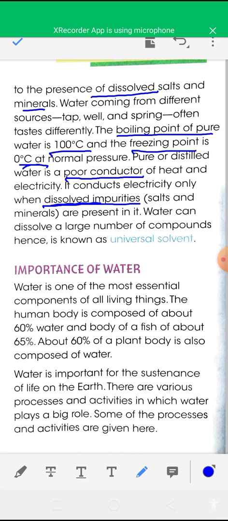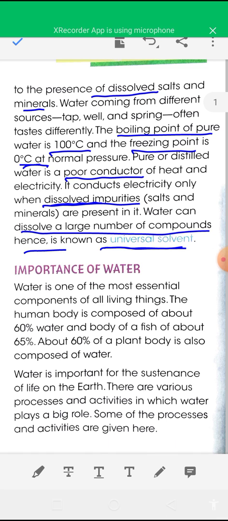Water can dissolve a large number of compounds, hence water is known as universal solvent. So why is water called universal solvent? Because it can dissolve a large number of compounds in it. Okay, so many short questions are there. Why is water called universal solvent? What is the melting point of water? What is the boiling point of water? Like this.